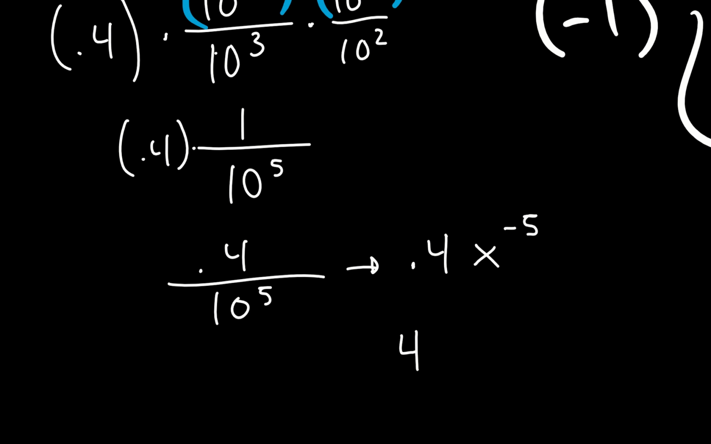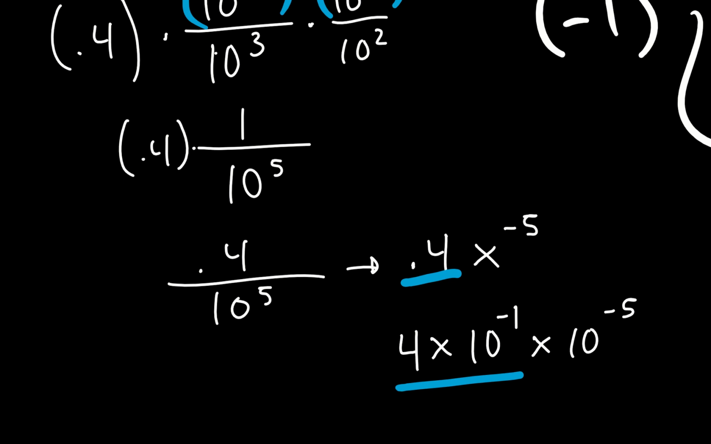But in order to make the number 4 back to 0.4, I would have to multiply that by a 10 to the negative 1, and then times 10 to the negative 5th. So let's explain this. This 0.4 right here is the same thing as 4 times 10 to the negative 1st power. So those things I've underlined in blue are equivalent to each other. So it's totally okay for me to replace 0.4 with something that is equivalent to 0.4.